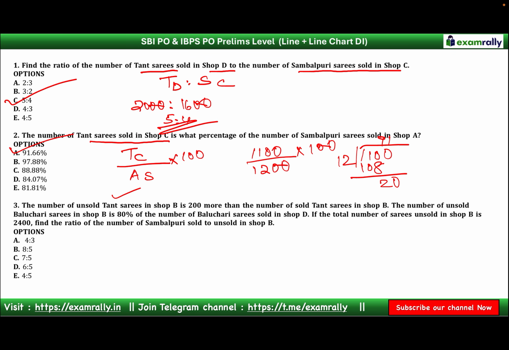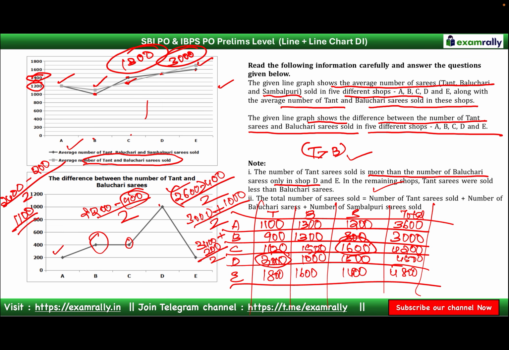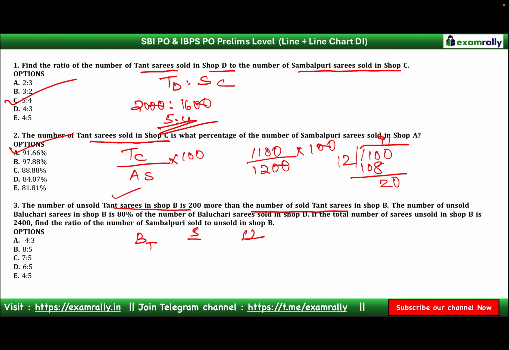The number of unsold tanned sarees in shop B. Shop B, the sold sarees only they have given in the line graph. Okay, so unsold is 200 more than number of sold tanned sarees in shop B. In shop B, tanned sarees is how much? 900. That is sold one. Okay, unsold will be 200 more, means 1100. Okay, so then what they said, the number of unsold Baluchari sarees in B is 80% of the Baluchari sarees sold in shop D.